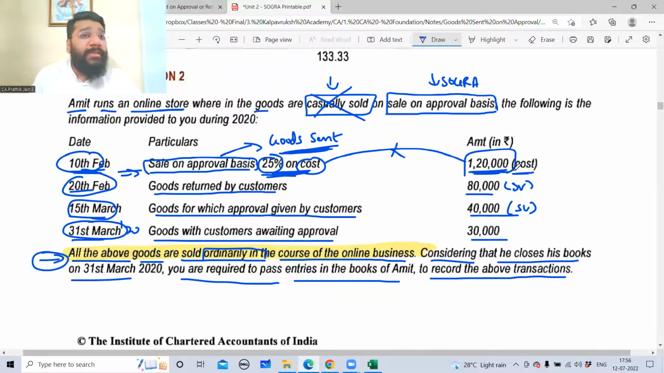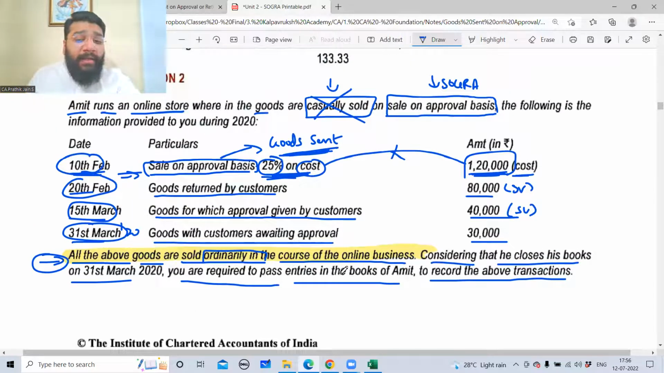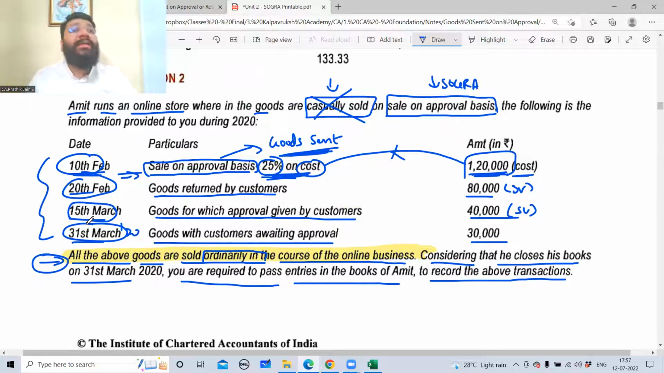Now look at the language, guys. They're telling you to pass the entries in the books of Amit to record the above transaction, which means all the transactions are supposed to be captured. In some questions, they will ask you to pass the adjustment entry on 31st alone. So you have to be very careful. It is not necessary that you pass all entries. What is asked, for that much only you have to pass. Here they're asking for the entries for all the above transactions. So I'll come in the order, guys.